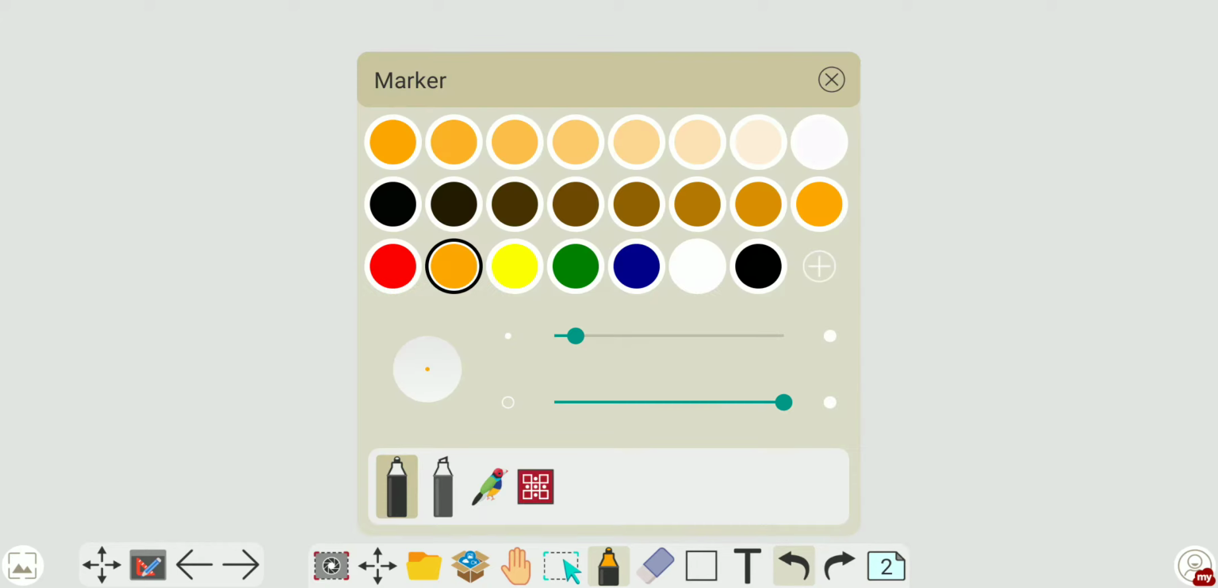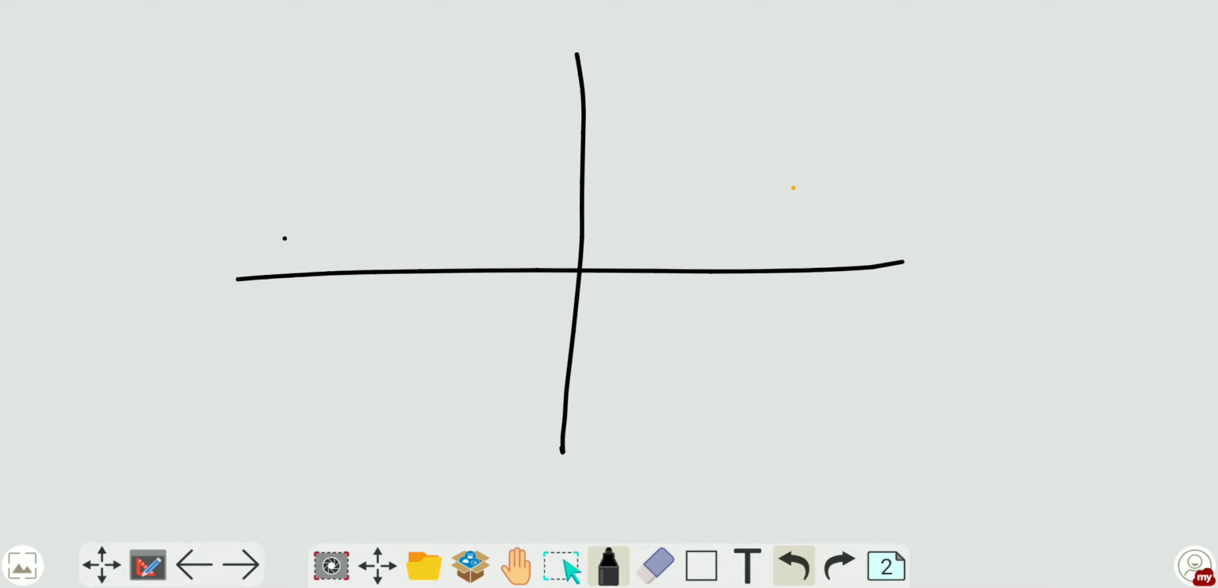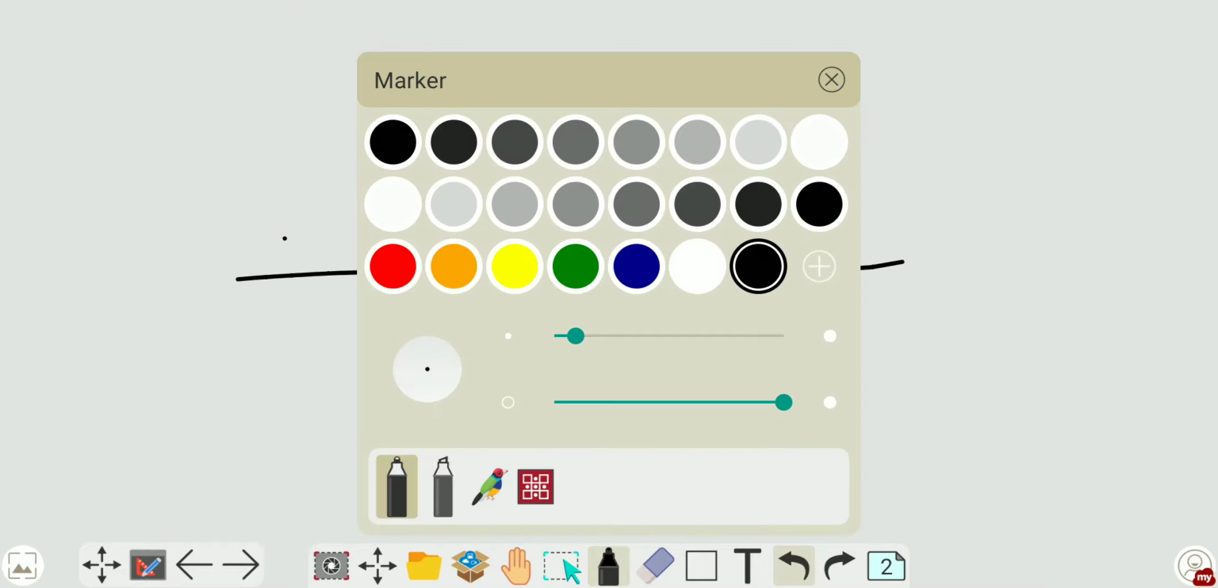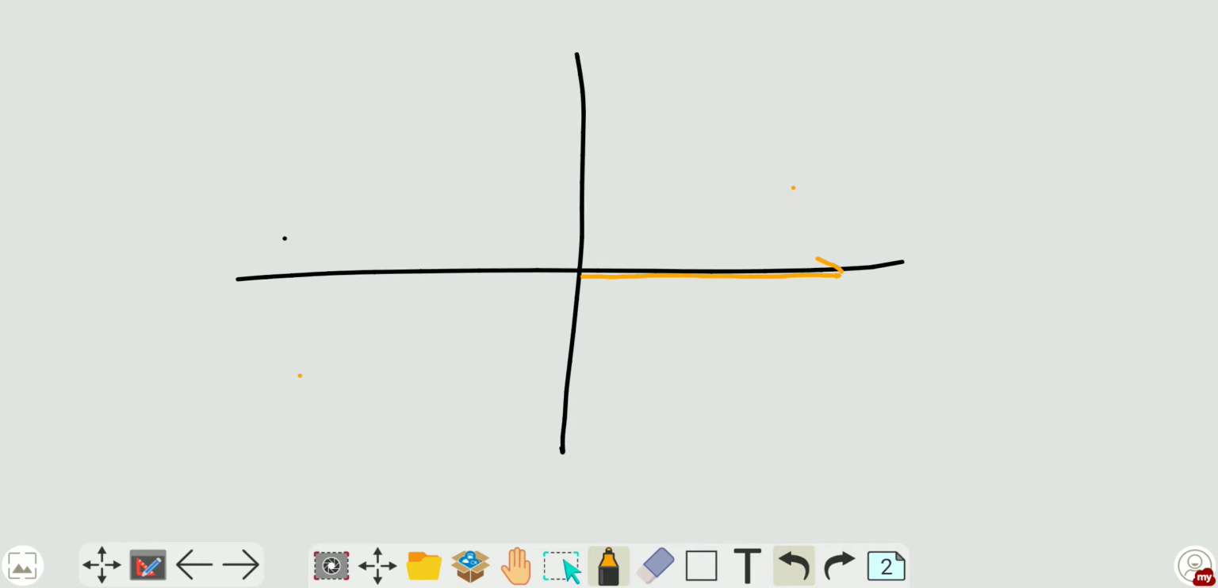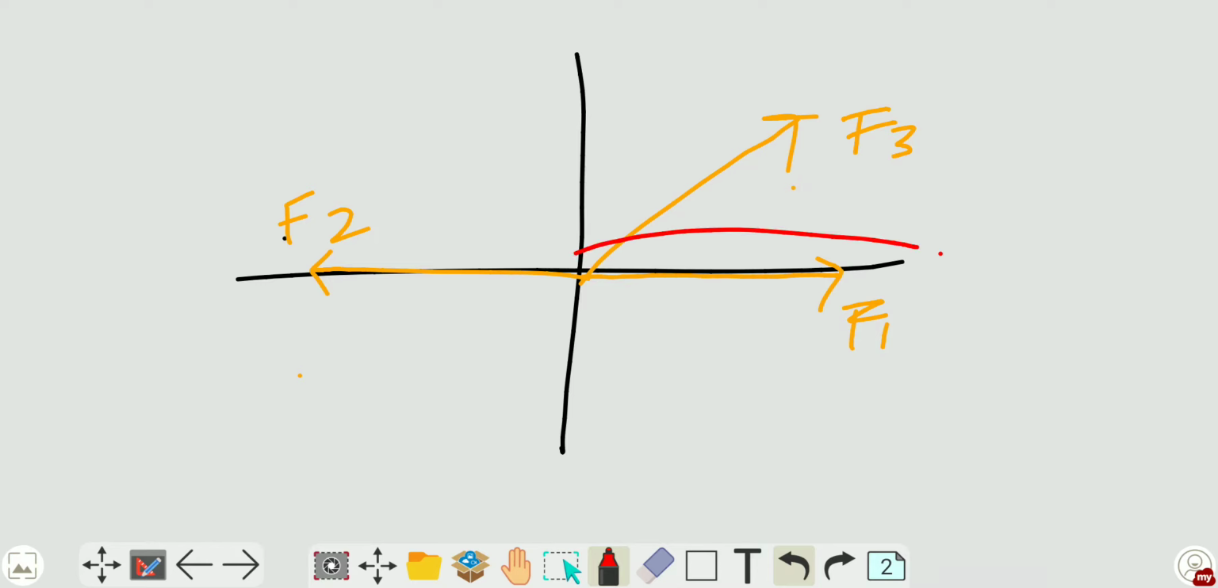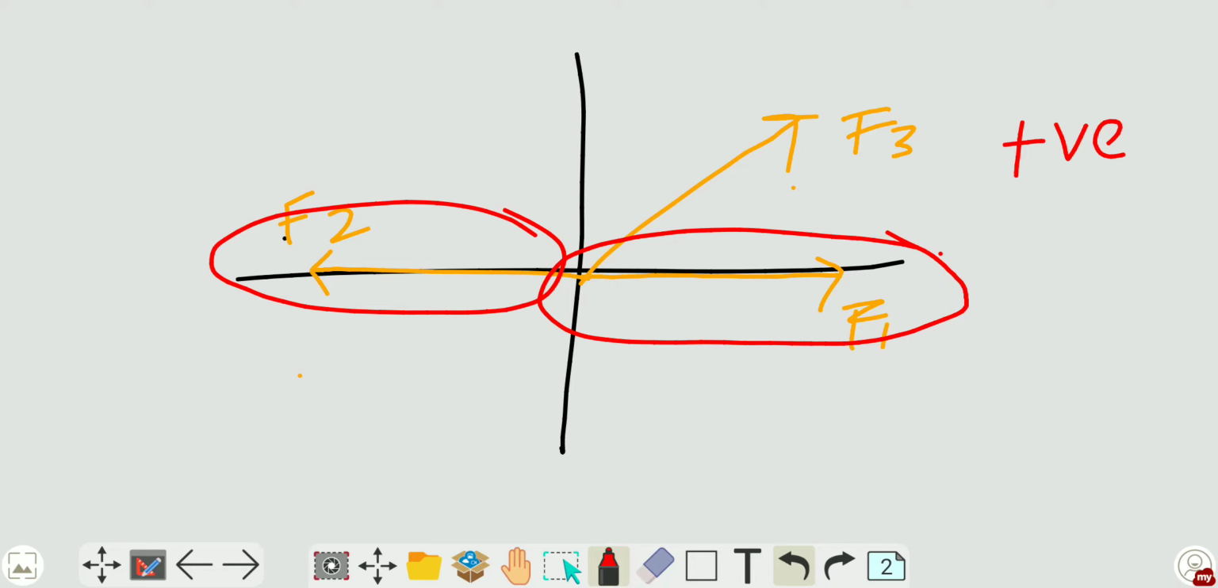In this page I'm going to write the coordinate system first and then start representing the forces. This is F1, this is F2 and this is F3, right? So for all the horizontal forces which are moving towards right, like this force, are taken as positive. In the opposite case, the forces which are moving in the opposite direction, that is towards left, are taken as negative.